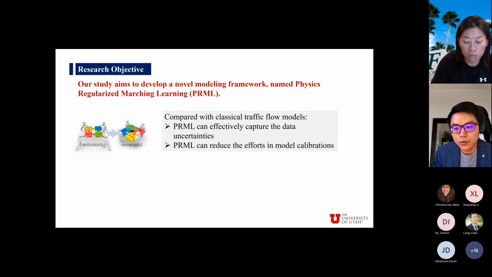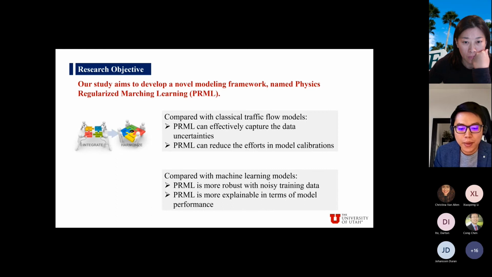Compared with the classical traffic models, the PRML can effectively capture the data uncertainties and also reduce the effort in model calibration, because for those traditional models, you have to spend a lot of effort to calibrate the model parameters. And compared with machine learning models, this PRML is more robust and more resilient to data noise when you have some noise in the training data set. Also, the PRML is more explainable, much easier to interpret in terms of model performance. Later on, we're going to use a case study to show the statement over here.